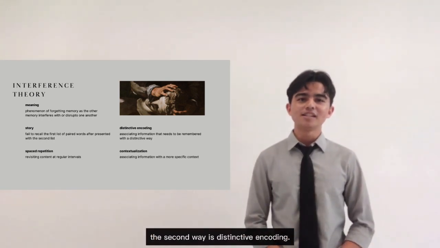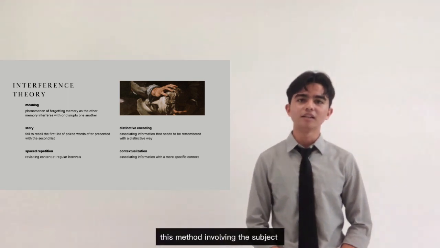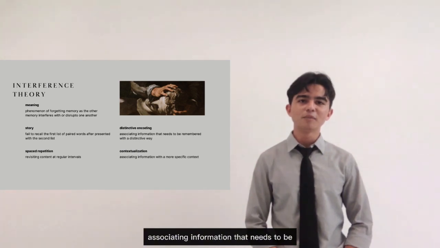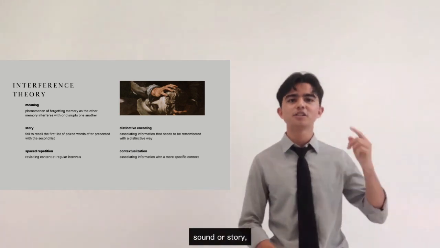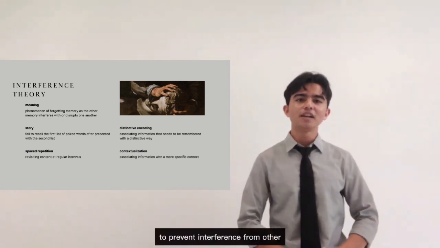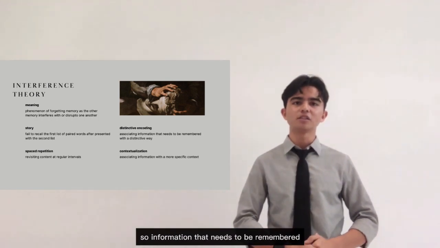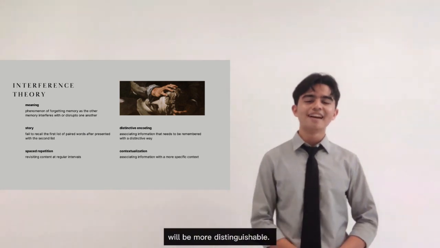The second way is distinctive encoding. This method involves the subject associating the information that needs to be remembered with something such as a mental image, sound, or story, to prevent interference from older or new information, so the information that needs to be remembered will be more distinguishable.